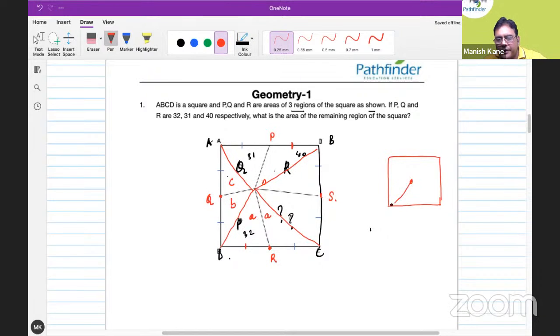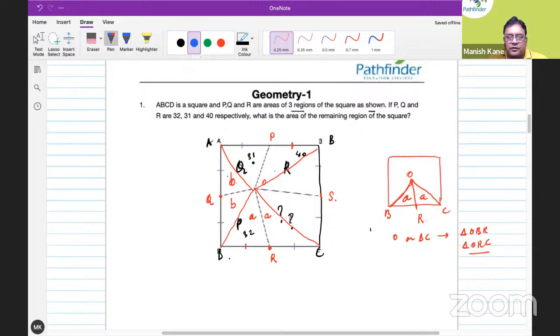And what is the property applicable here? The property applicable is, see, if this is a midpoint R on BC, then the height from O on BC is going to be the same for triangle OBR and for triangle ORC. And therefore, these two areas are going to be the same. By the same logic, these two areas will be B and B themselves. These two areas will be C and C, and these two areas will be D and D.